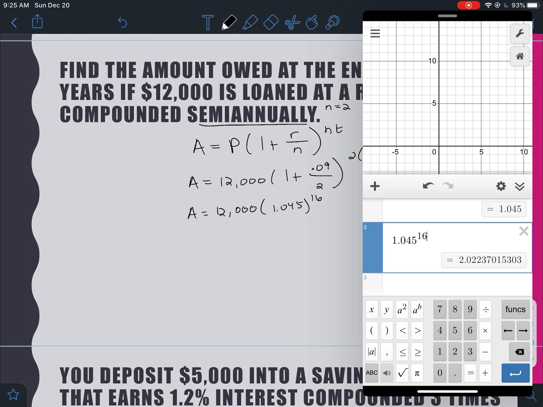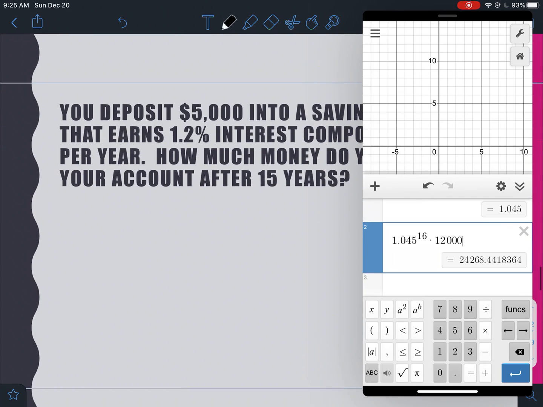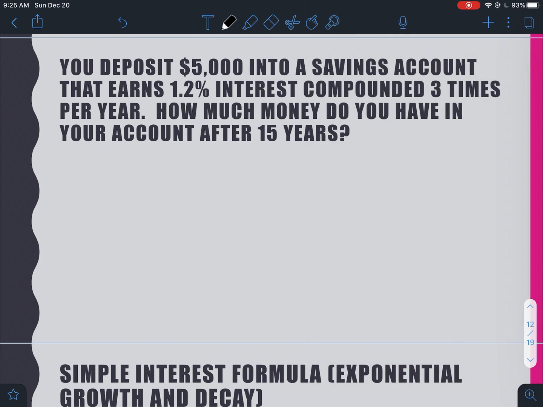So I'm going to do 1.045 raised to the 16th power. And we get 2.0223. And then once you're done with that, we're going to multiply it by 12,000. And so the amount of money that you would owe after 8 years would be $24,268.44. So you owe over twice the amount of money that you borrowed at the end of 8 years if it's 9% interest.